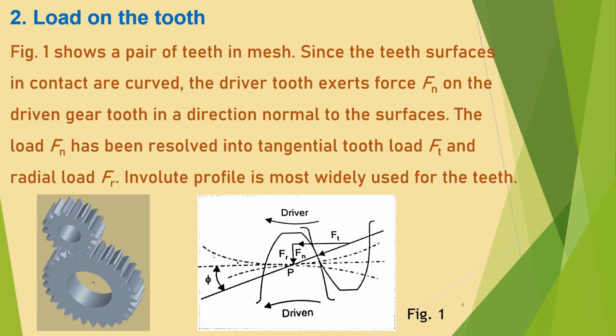Figure 1 shows a pair of teeth in mesh. Since the teeth surfaces in contact are curved, the driver tooth exerts force Fn on the driven gear tooth in a direction normal to the surfaces in contact. The load Fn has been resolved into its components: tangential tooth load Ft and radial load Fr. It is to note that involute profile is most widely used for the teeth. I shall discuss the involute profile and its characteristics in the next video.